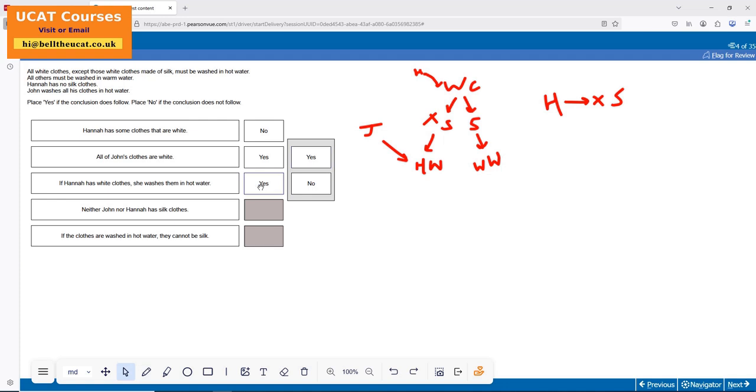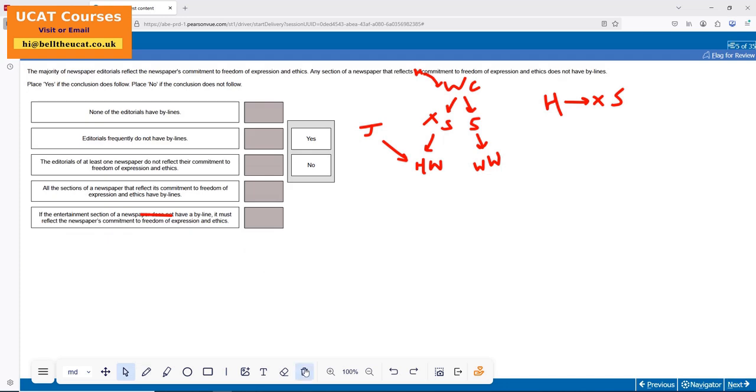Ready? Okay. Next. Neither John nor Hannah has silk clothes. This is a dual criteria, two criteria. Let's talk about Hannah. Has she got silk clothes? No, she's not. We agree. Has John got silk clothes? No. All of John's clothes are washed in hot water. Answer is yes. We agree with you. Double criteria sorted. If clothes are washed in hot water, they cannot be silk. Of course, yes. Bravo.